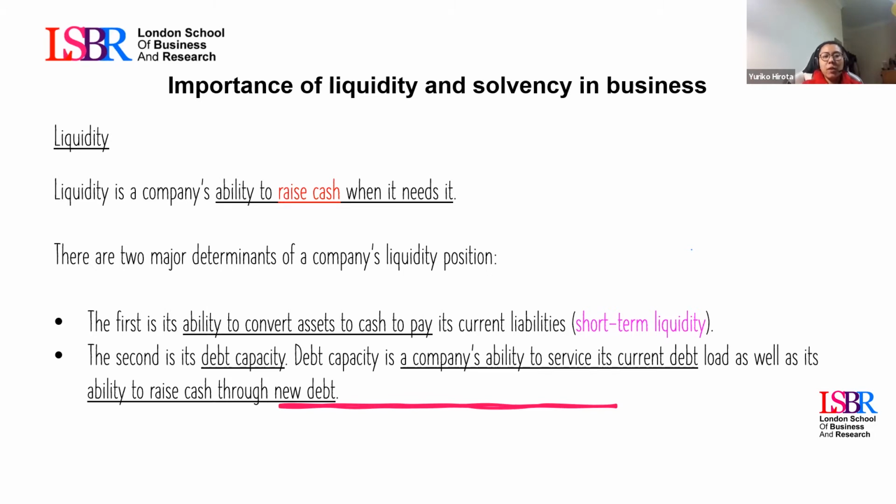There are two major elements or determinants of a company's liquidity position. The first of these two determinants is the ability to convert assets to cash, to pay.